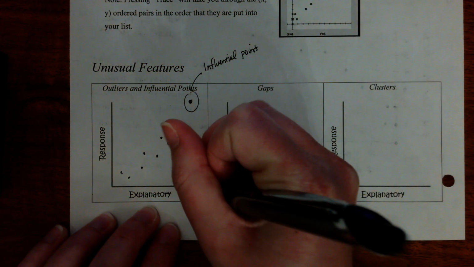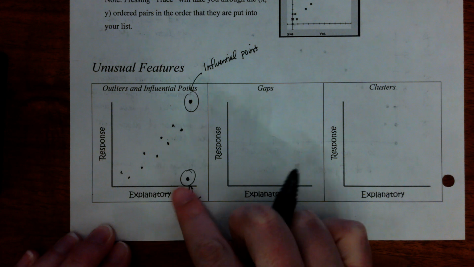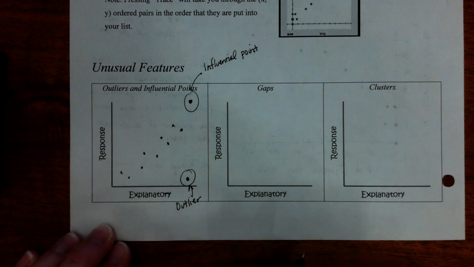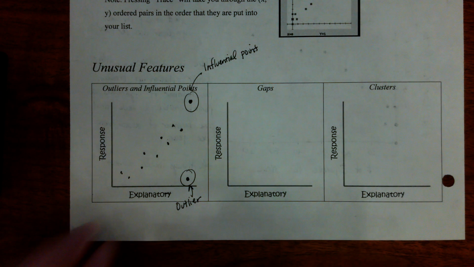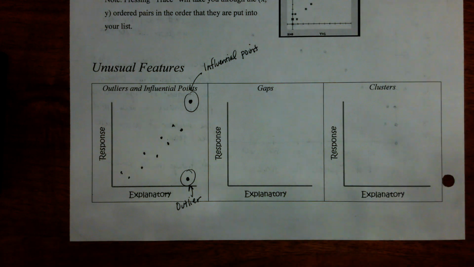This one, though, is going to be an outlier. Because here, as my x increased, my y didn't increase like it was supposed to, following the trend. So it lies and falls outside of the pattern. So influential points are far out there but still fall within the pattern. Outliers are ones that fall outside the pattern and are really far out there.